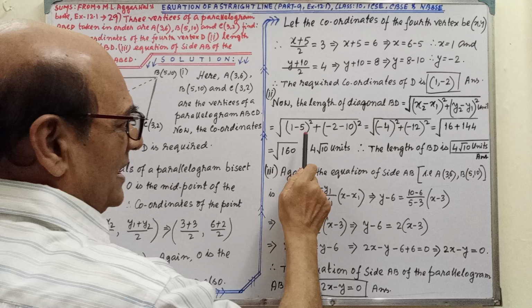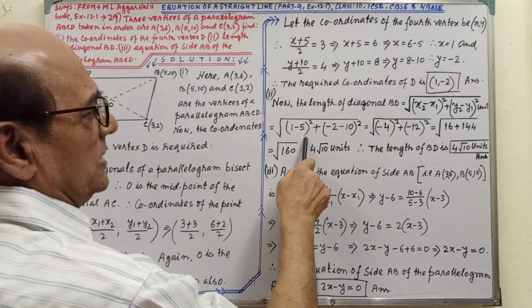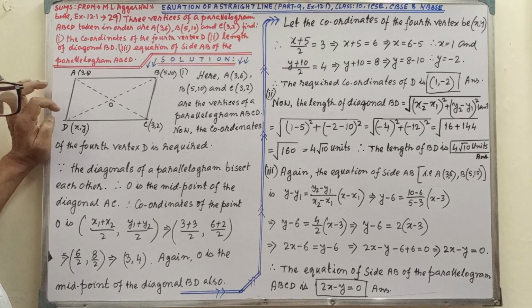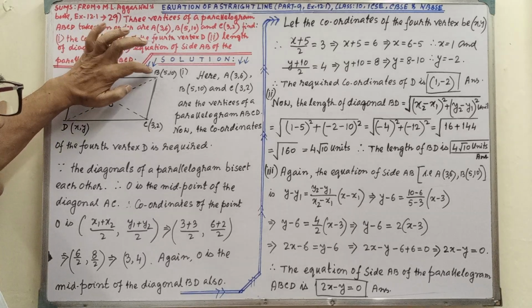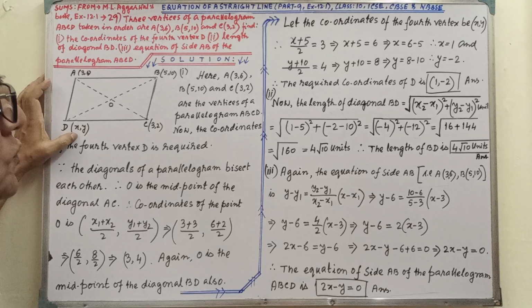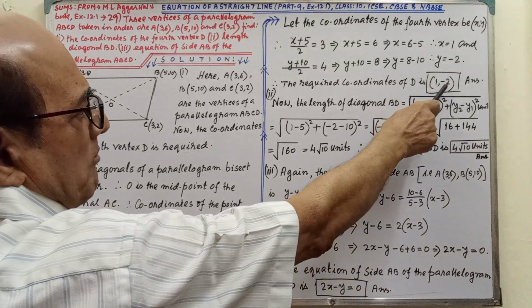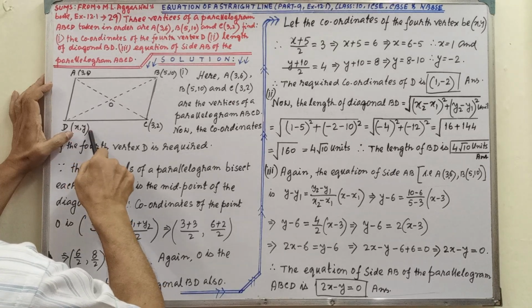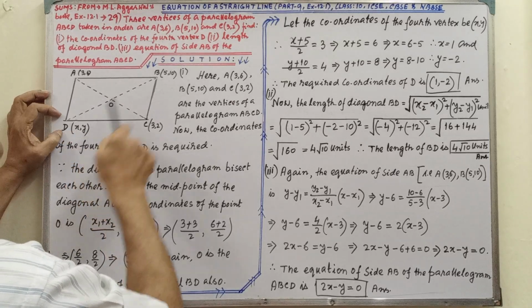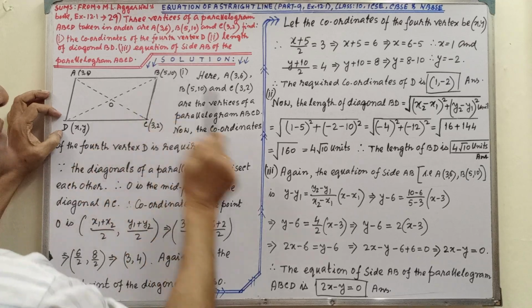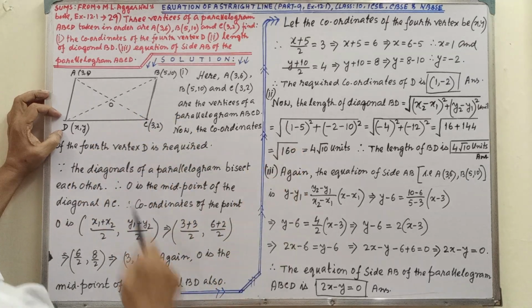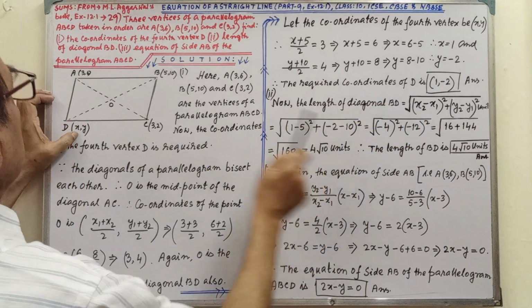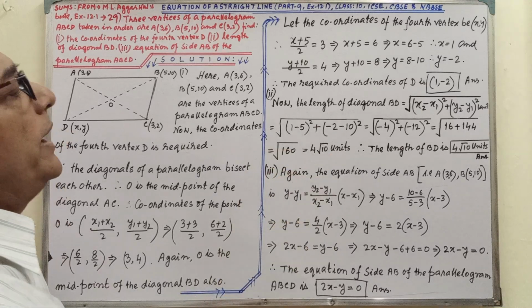After writing the formula, then we have to put the relevant values. x2 minus x1, that is this. x2 minus x1. The coordinates of xy that we have got are 1, minus 10. So in place of x that is 1 and in place of y that is minus 2. x2 minus x1 that is 1 minus 5, 1 minus 5 whole square, and y that is minus 2 minus 10 whole square.